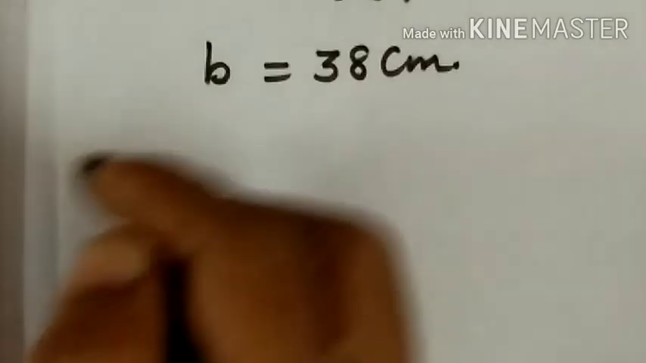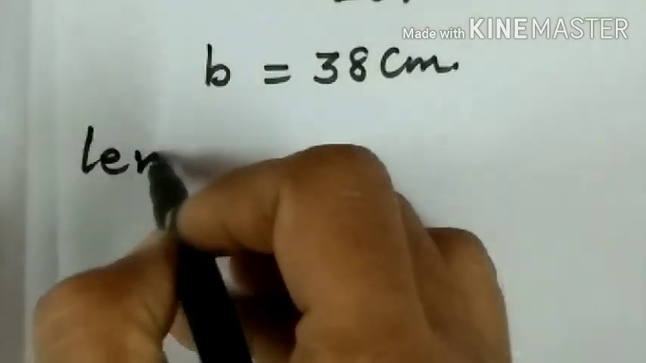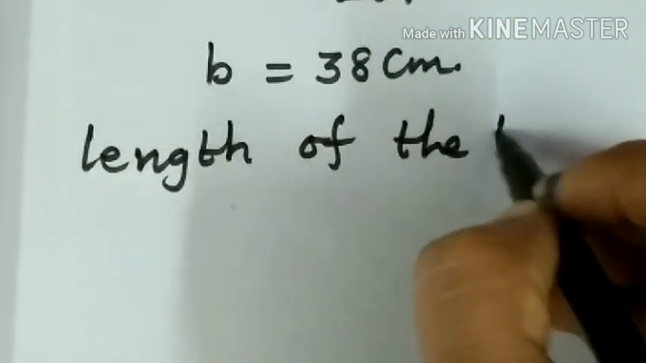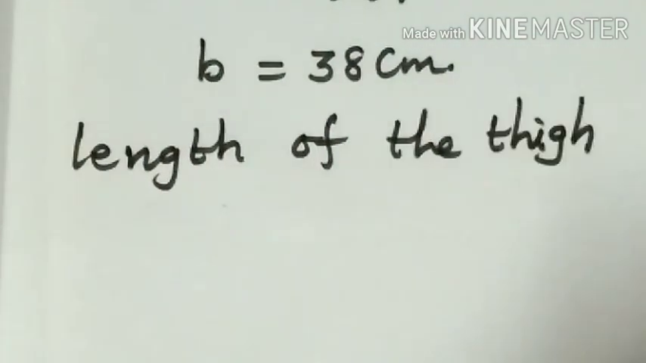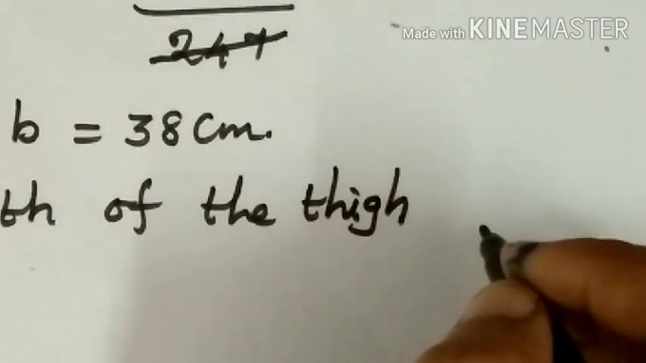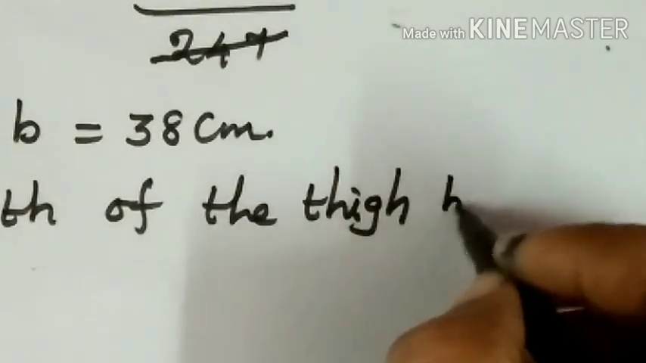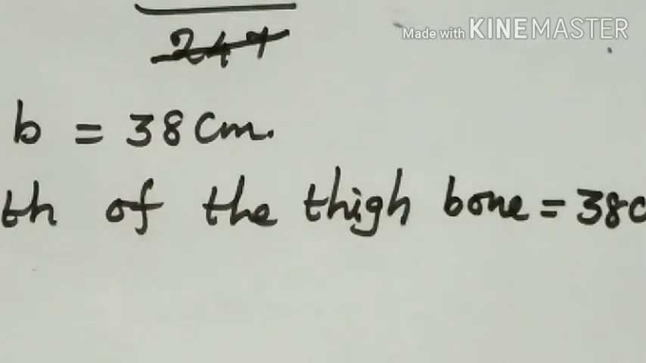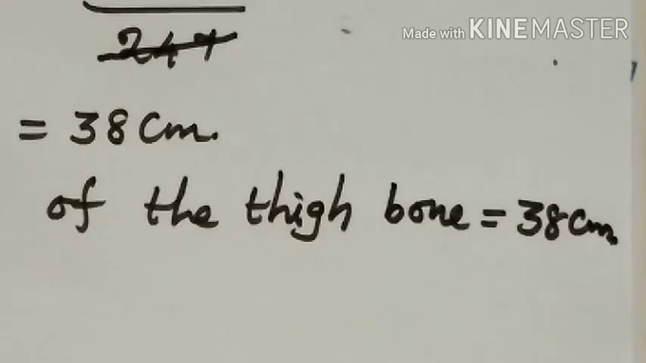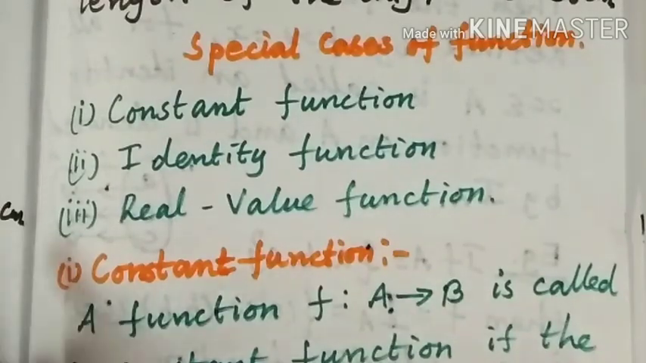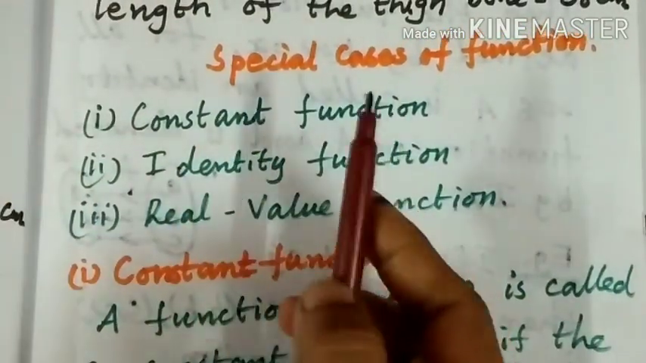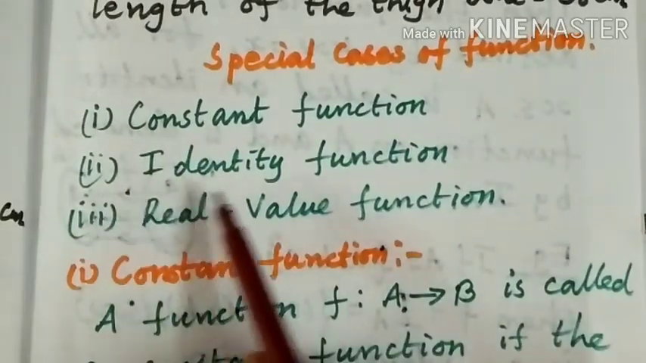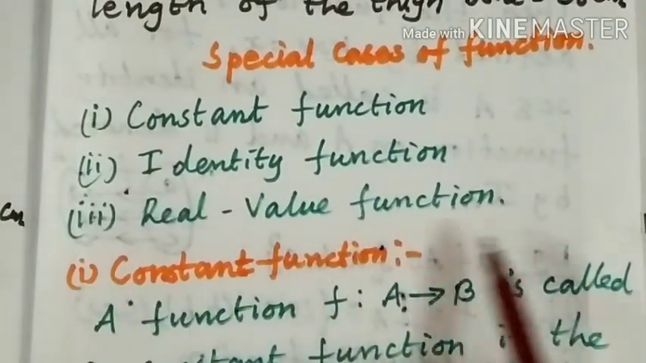That is, the length of the thigh bone is equal to 38 centimeter. This is the answer for this example. Next we see some special cases of function. There are constant function, identity function, real value function.